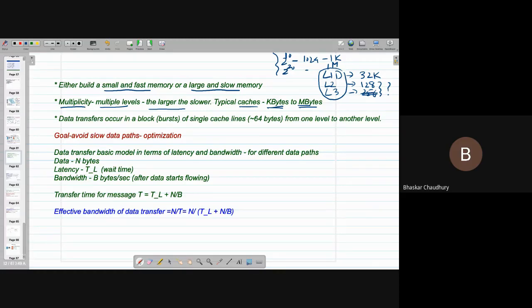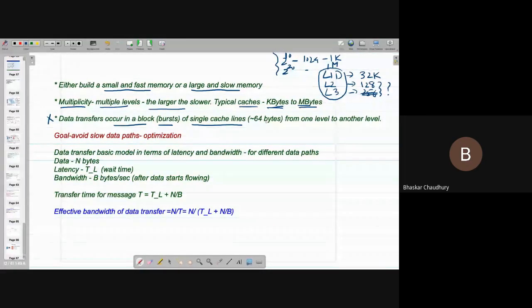Now this is a very important point which will come again: data transfers occur in blocks or bursts of single cache lines. When you are looking for data, suppose 4 bytes, it will come in a packet, in a block. You will get 64 bytes even if you are requesting 4 bytes. That's how the systems are designed.